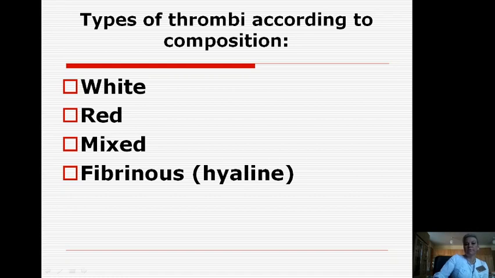Red thrombus consists of fibrin, platelets and erythrocytes. This type of thrombi we see in the veins more often. Mixed, white and red. This type of thrombus we can see in the aorta more often, with a tail, this long type of thrombus. And fibrinous or hyaline. This type of thrombus we can see in small vessels, the microcirculatory system.